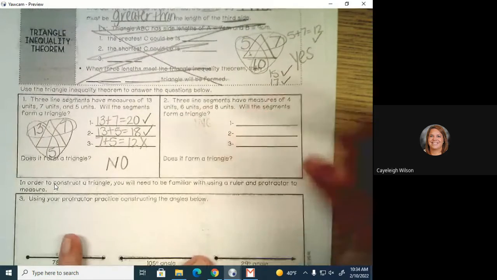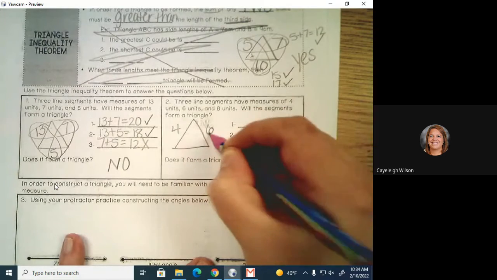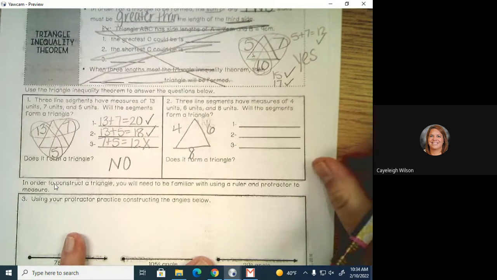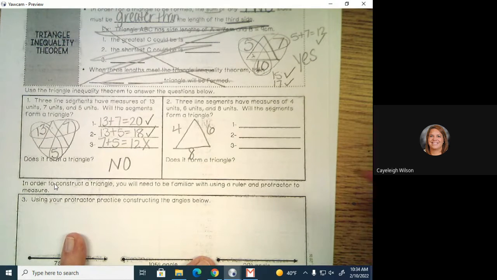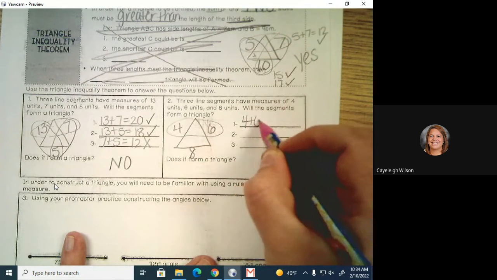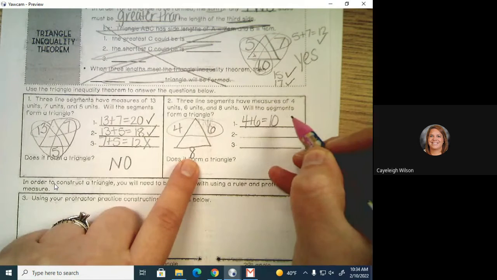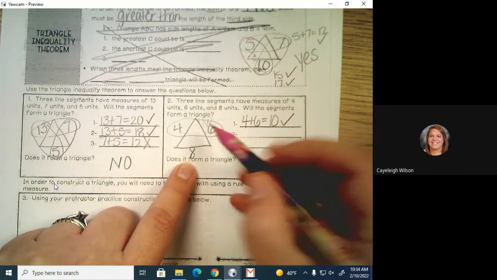So this one right here, it says 3 line segments have measures of 4, 6, and 8. And it doesn't matter what order you put them in. And they want to know, will the segments form a triangle? So I'm going to start adding two sides together at a time. And if they're bigger than the third side for all of them, then yes, it's a triangle. So I'm going to start with the top two. 4 plus 6 is 10. Is that bigger than the third side, 8? Yes.